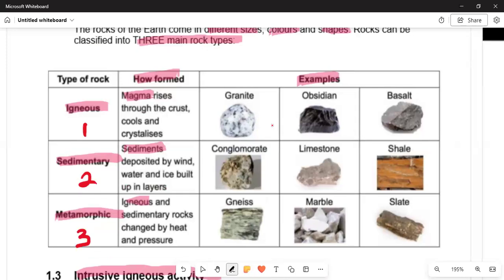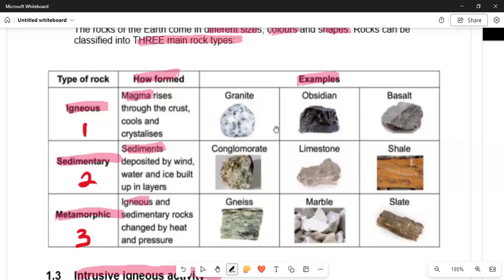This is how I've made it simple. Number 1, igneous rock. Number 2, sedimentary rock. Number 3, metamorphic rock. So how are they formed? Igneous rock cools and crystallizes. Number 2, sedimentary rock is deposited by wind, water, and ice and builds up in layers. We will further see that igneous and sedimentary rocks are changed by the heat and pressure they receive from the crust, which is very hot underground.